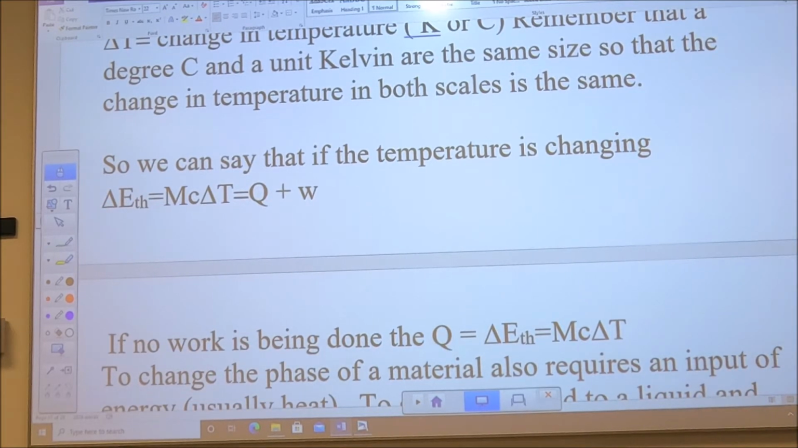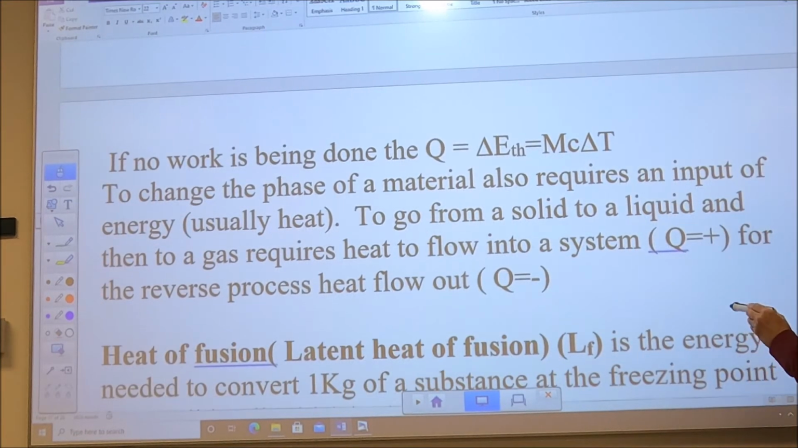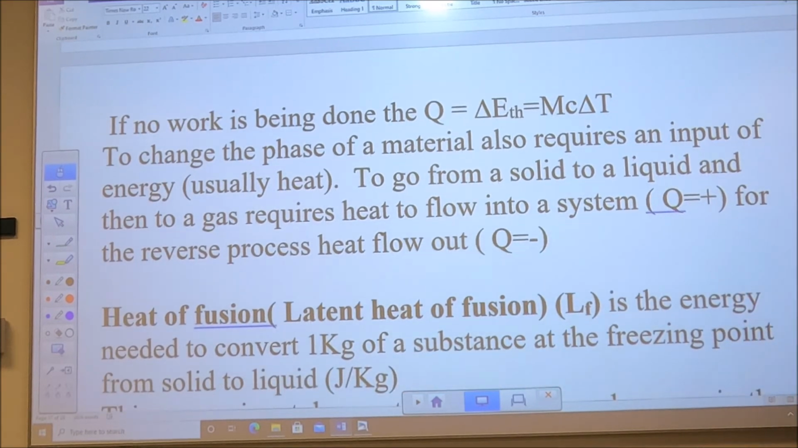So we can say if the temperature is changing, change in thermal energy for a solid or a liquid is equal to mass times heat capacity times delta T, which could be from Q plus W. We're working mainly with Q right now. But you could heat something up by stirring it real hard if it was a liquid. If no work is being done, then Q equals change in thermal energy, which is MC delta T.